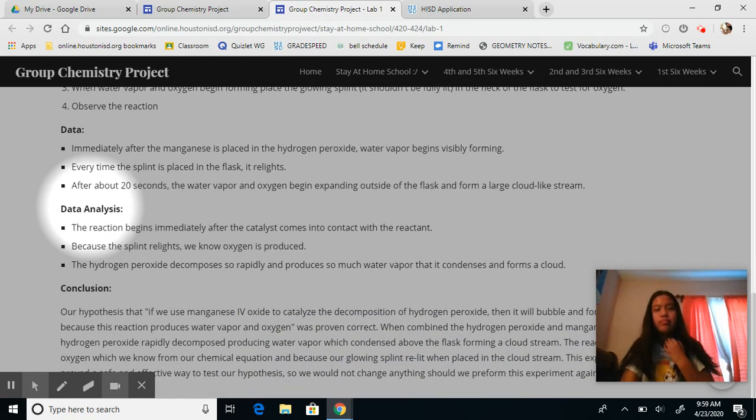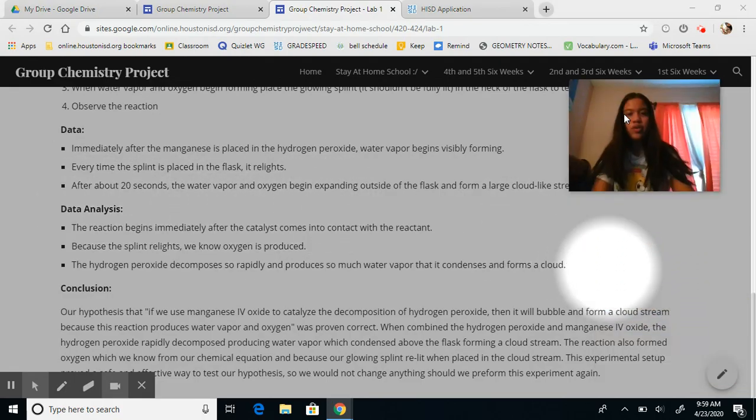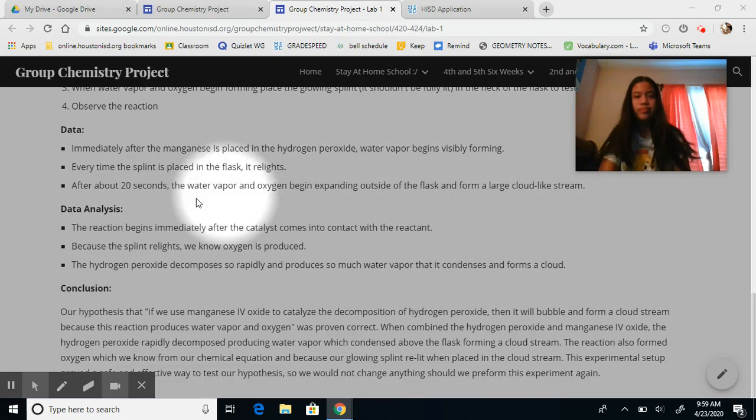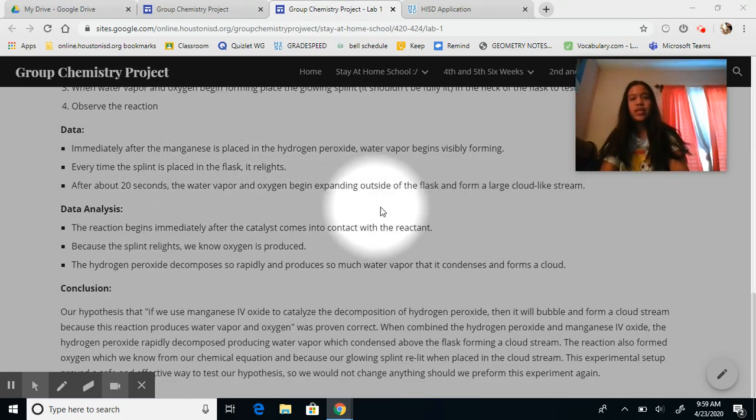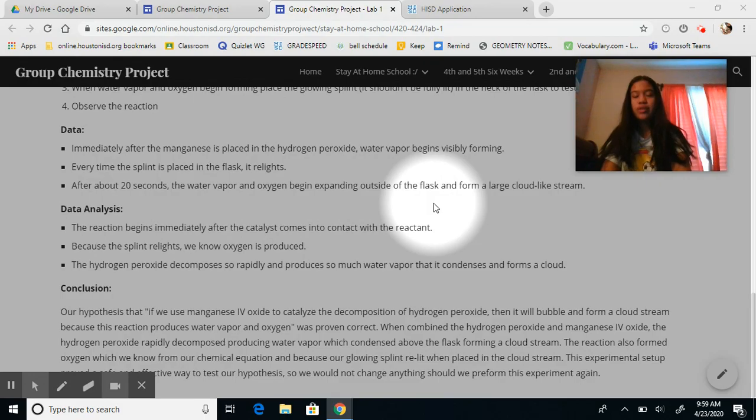Data. Immediately after the magnesium is placed into the hydrogen peroxide, water vapor begins visibly forming. Every time the splint is placed in the flask, it relights. After about 20 seconds, the water vapor and oxygen begin expanding outside of the flask and form a large cloud like steam.